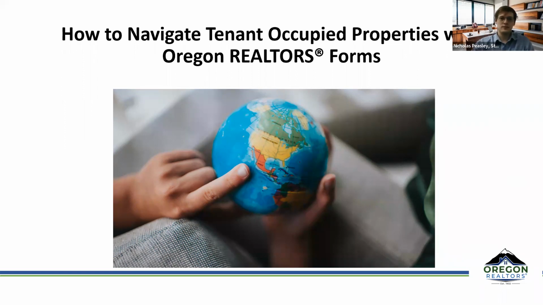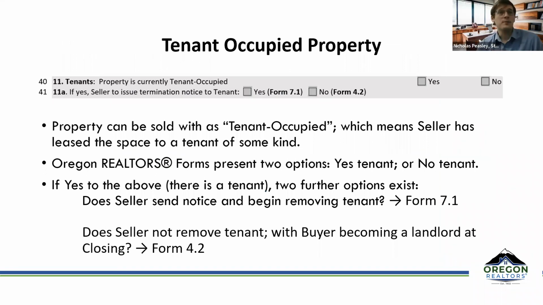So let's start off with tenant occupied property. This first little bar here, lines 40 and 41, is from the residential purchase and sale agreement. Section 11 is about tenants. The first question it asks in that section 11 is: is the property currently tenant occupied? You can answer yes or no, which is yes, there's a tenant on the property, or no, there's not. If the property is tenant occupied, it's a property that has a tenant in it.